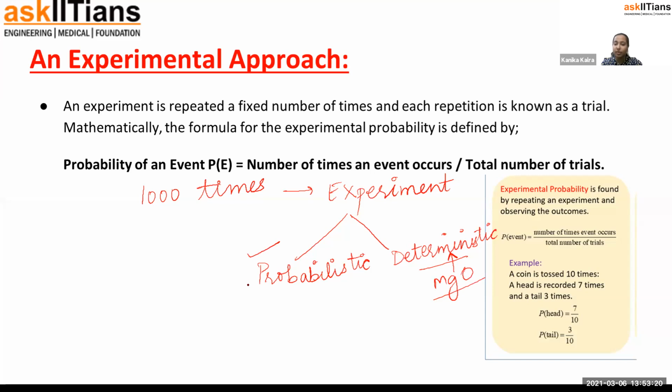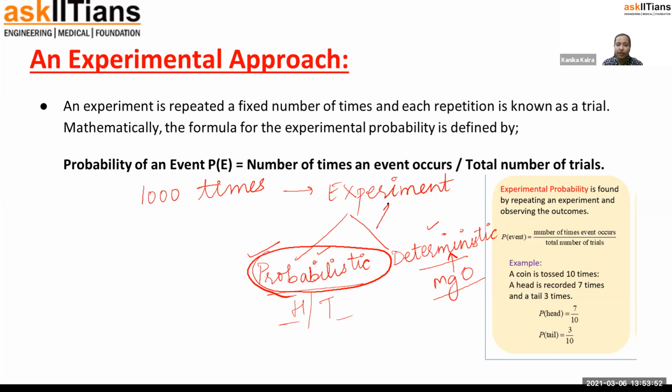And if we talk about the probabilistic experiment, it means one whose result is not known to you beforehand. For example, let's say tossing a coin. Either you get a head or a tail. The result is not known to you. Even if you toss the coin 1000 times, you get different results, either a head or a tail. So experiment is of two types, probabilistic and deterministic, and we will be talking about probabilistic experiment.